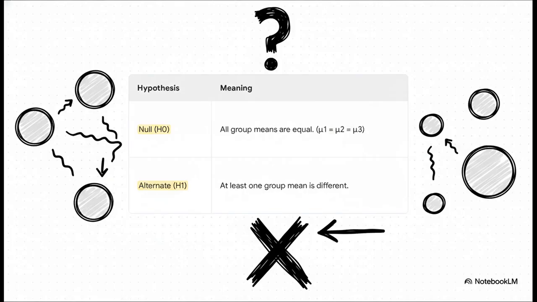So what's the test's game plan? Well, it starts with what's called the null hypothesis. This is just the default, kind of boring assumption that nothing is going on, that all the group averages are basically the same. The whole point of the test is to see if we have enough evidence to throw out that boring idea and instead accept the alternate hypothesis, which just says, hey, wait a minute, at least one of these groups is different from the others.